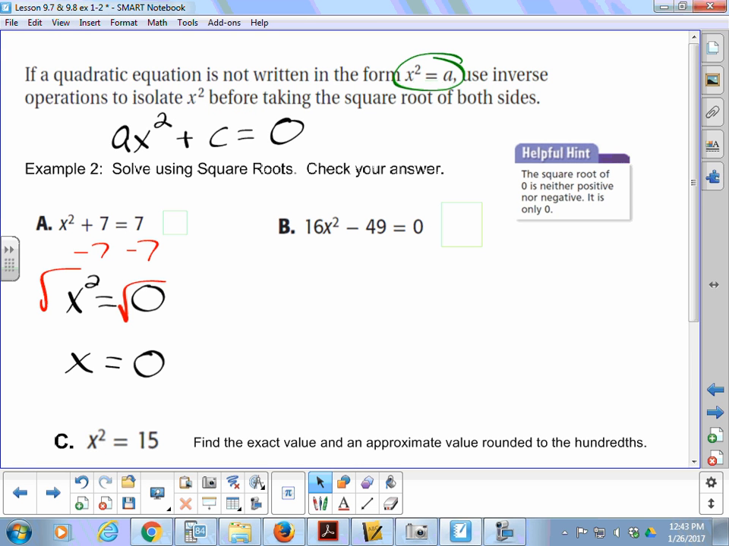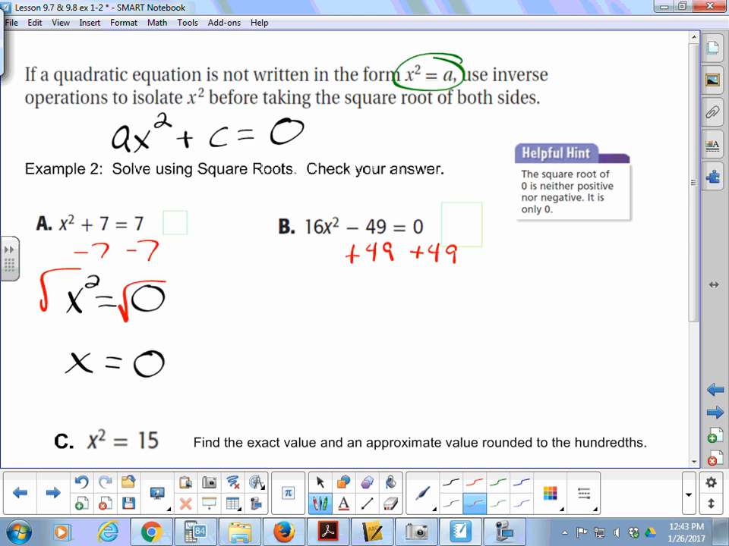So when you have an A and a C, the first thing we want to do is move the C, and then we're going to divide by A. But we're going to leave this, if it is a perfect square, all right? So if the numbers are 1, 4, 9, 16, 25, 36, if they're perfect squares, we're not going to divide, we're just going to write it as a fraction. Okay? So our first step, add 49 to both sides.